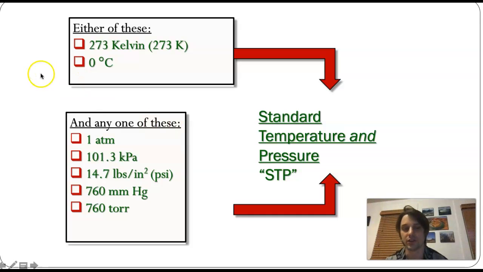It equals a lot of other things that we've been converting between, but that's going to be the most common thing. If you remember 0 degrees Celsius or 273 Kelvin and 1 atmosphere, that is STP. So anytime I say STP, I'm actually giving you both a temperature and a pressure.